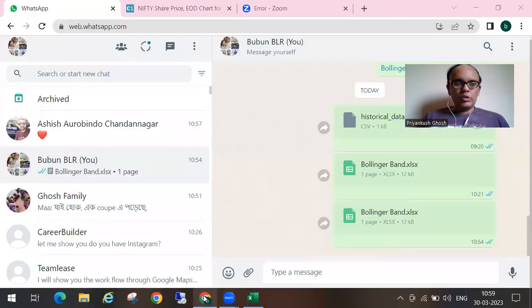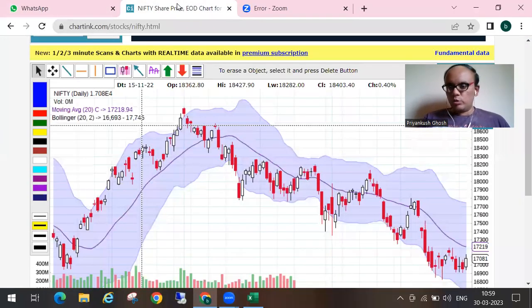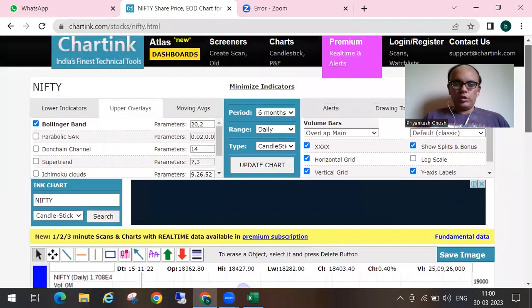Today we will understand in an Excel sheet how the Bollinger Band is calculated. It is one of our favorite parameters which we use for our trading, and it is meant for those who know how to read charts. So let me share my screen and we will see how it looks on charting.com, and then we will see the calculation. Charting.com will show you exactly how the Bollinger Band looks.